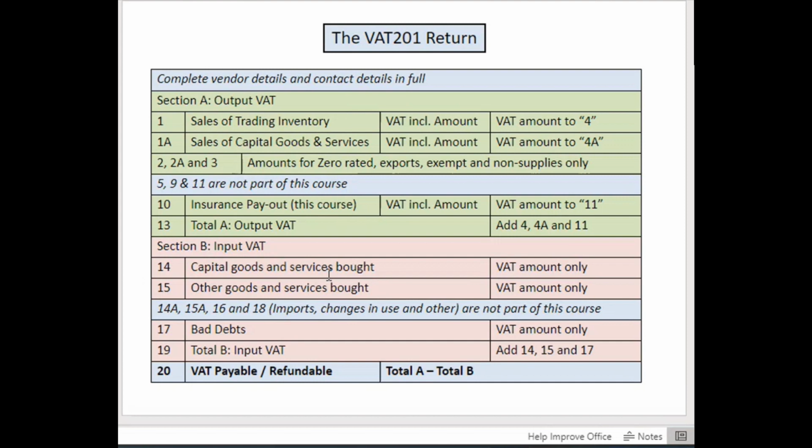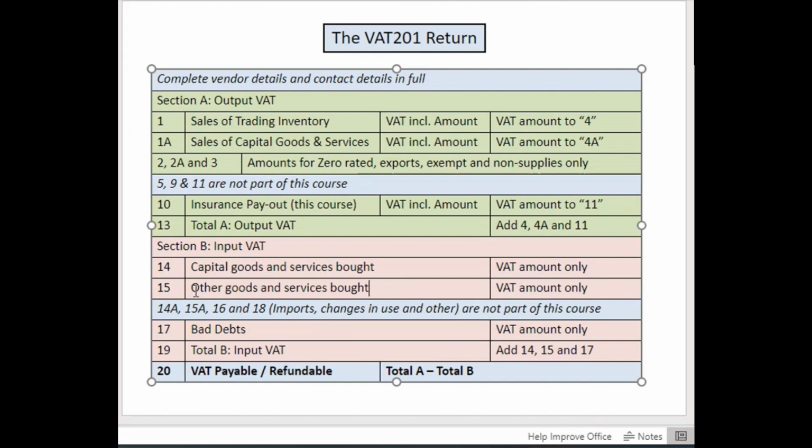It doesn't really matter. But as a general rule, it's just the other way around than what you had with the output VAT. With the output VAT, you had the sale of capital goods and services second and the sales of trading inventory first. With your input VAT, you first look at the capital goods and services bought and then the other goods and services bought, which will really be trading inventory. So under point 15 are your trading inventory and the services that you buy specifically for the purpose of your business.